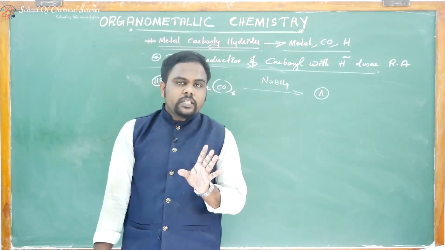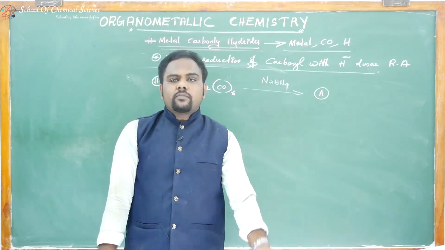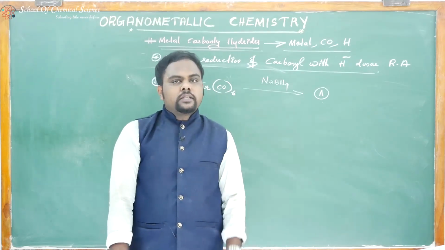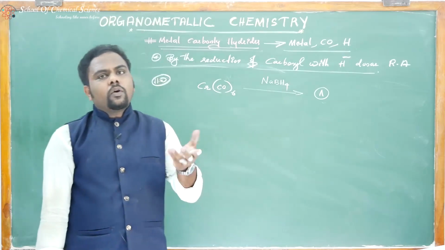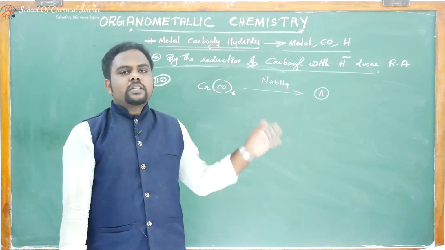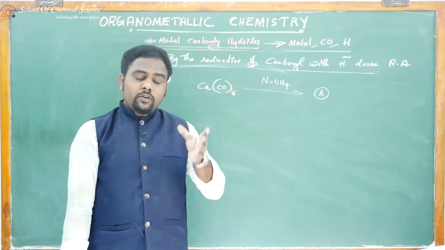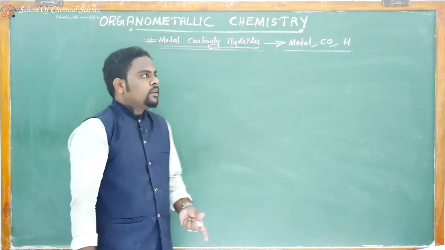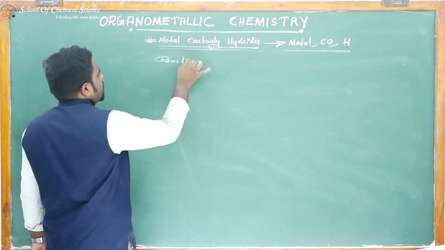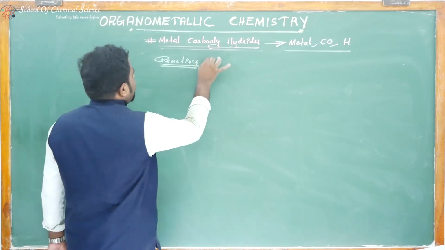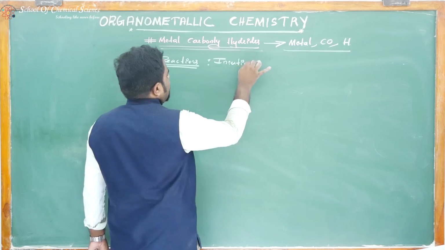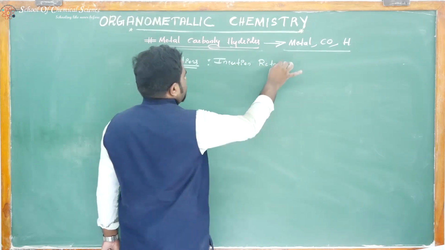First method of preparation, direct acidification of carbonylate ion. Second method, direct addition of hydrogen to binuclear carbonyls. Third method, already discussed, nucleophilic addition. Fourth method, reduction by using hydride ion reducing agents. Then metal carbonyl hydride reactions. Only one reaction, insertion reaction.